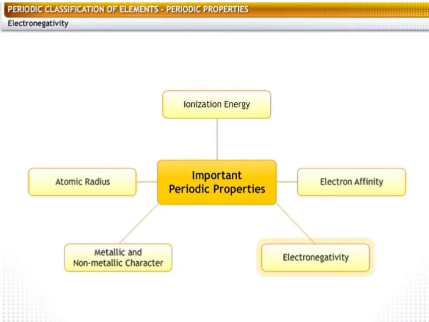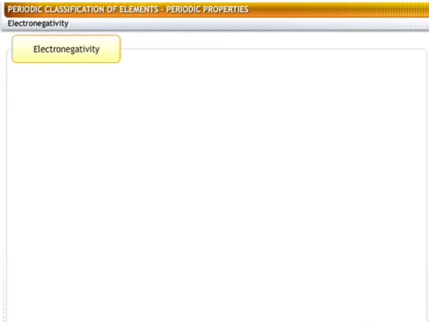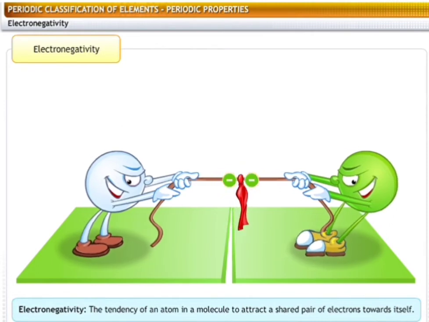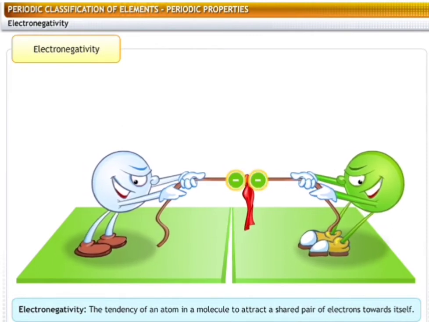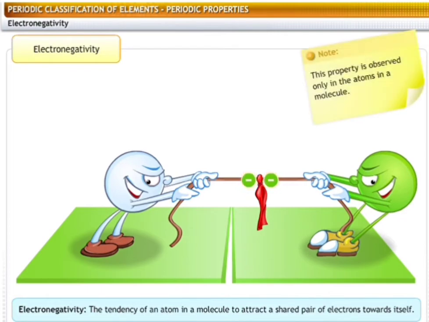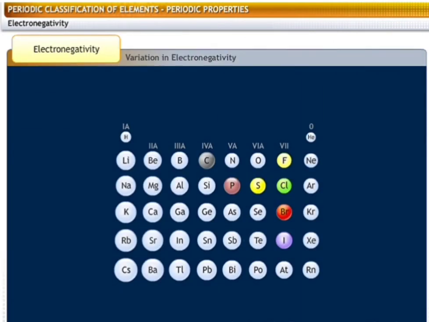Let us now talk about electronegativity, the fourth important periodic property. Electronegativity is defined as the tendency of a bonded atom to attract the shared electron pair towards itself in a molecule. Note that this property is observed only in the atoms in a molecule. Let's review the variation in electronegativity in the periodic table.